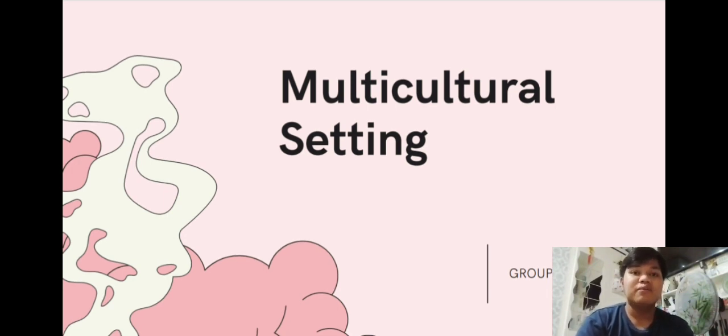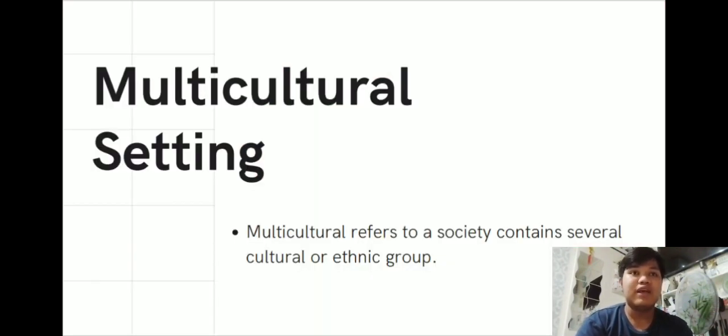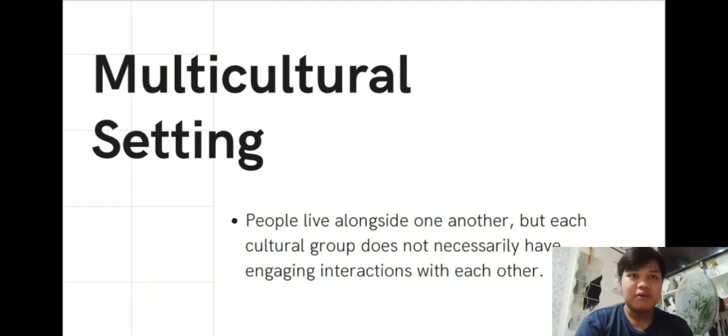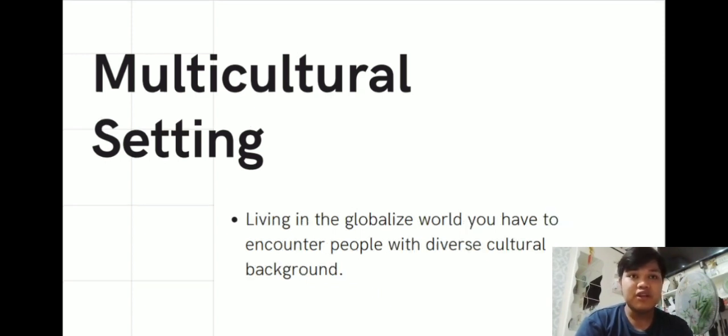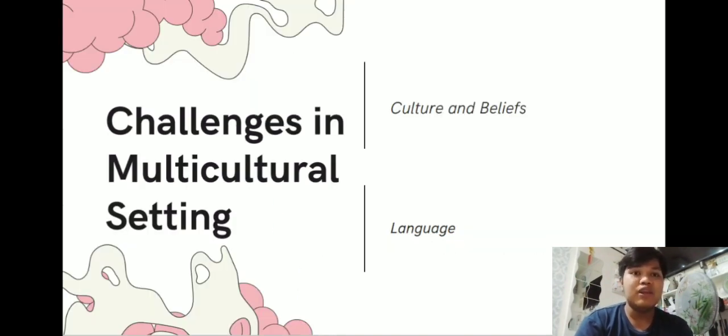Multicultural settings. Multicultural settings refers to a society that contains several cultural or ethnic groups. People live alongside one another, but each cultural group does not necessarily have engaging interaction with the others. When we say multicultural settings, it is living in a globalized world. You have to encounter people with diverse cultural backgrounds. There are challenges that we need to consider in multicultural settings. It is culture and beliefs and language.